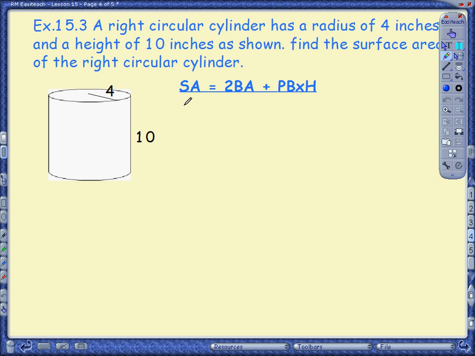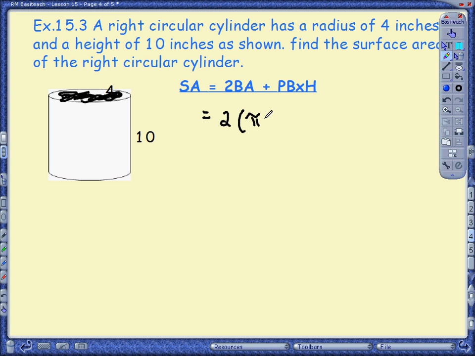Now in this one we have a right circular cylinder. The radius is 4 inches, the height is 10 inches as shown. And we have our surface area formula. Okay, so now this is our base, this circle right on the top that I'm coloring in.